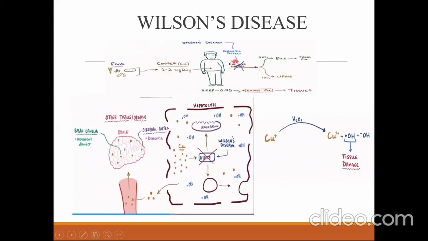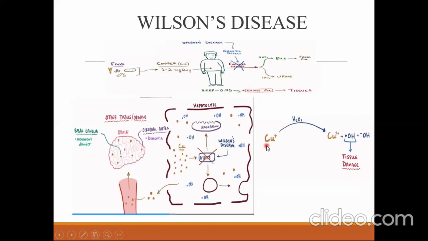The defect here is in the excretion of the copper, right? So ATP7B will be defective. What happens here? There is an accumulation of the copper within the hepatocytes. Copper cannot bind with the apoceruloplasmin to form ceruloplasmin because ATP7B is defective. There is accumulation of copper within the hepatocytes.